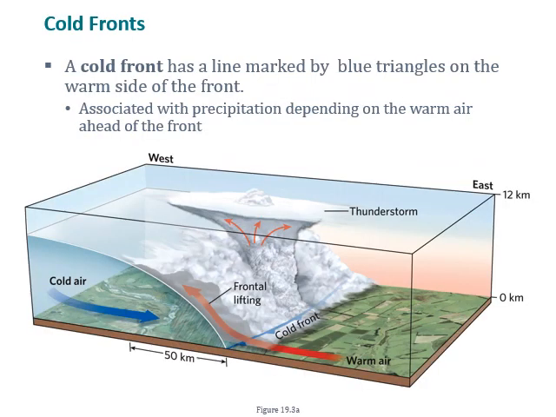In this picture of a cold front, you see there's a line marked by blue triangles on the warm side of the front, and it's associated with precipitation depending on the warm air ahead of the front. Notice that the directions of cold air and warm air are opposite one another, and they're crashing into each other. This is the definition of a cold front, with the warm air rising.